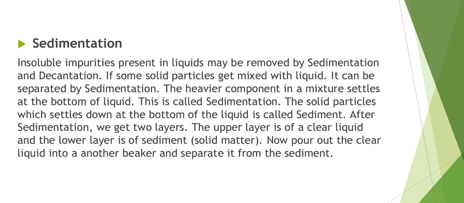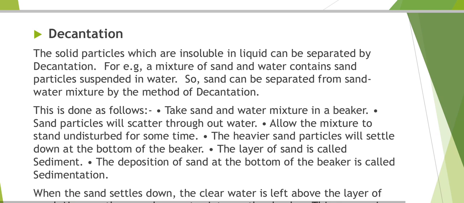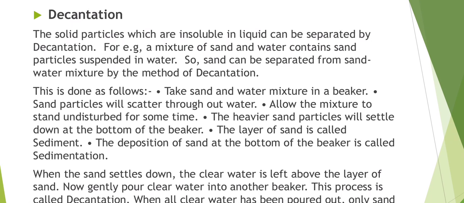After sedimentation, you will get two layers. The upper layer is of clear liquid and the lower layer is of sediment. Now pour out the clear liquid into another beaker and separate it from the sediment. This process of pouring the clear liquid into another beaker is called decantation. The solid particles which are insoluble in liquid can be separated by decantation.